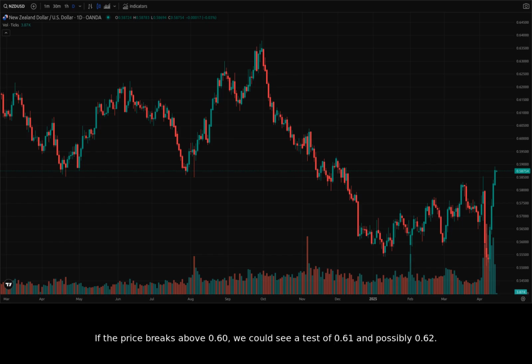If the price breaks above 0.60, we could see a test of 0.61 and possibly 0.62. However, this is less likely given continued US dollar weakness. Keep an eye on news related to US tariffs and the global economy. These factors will likely be the main drivers of NZDUSD in the short term.